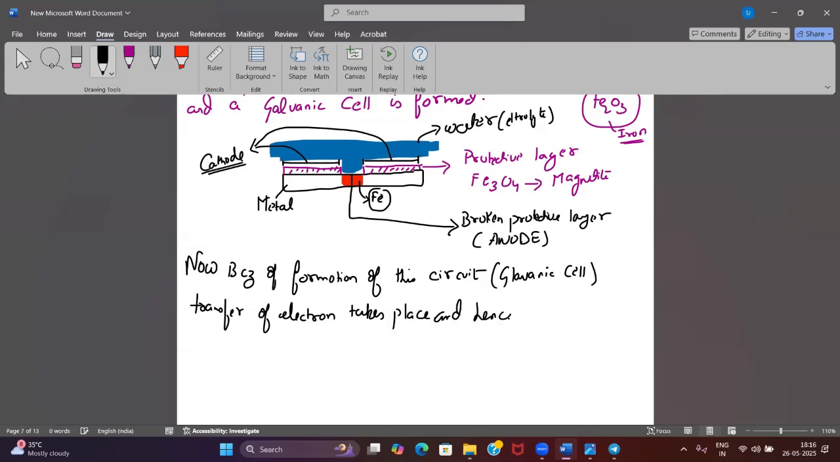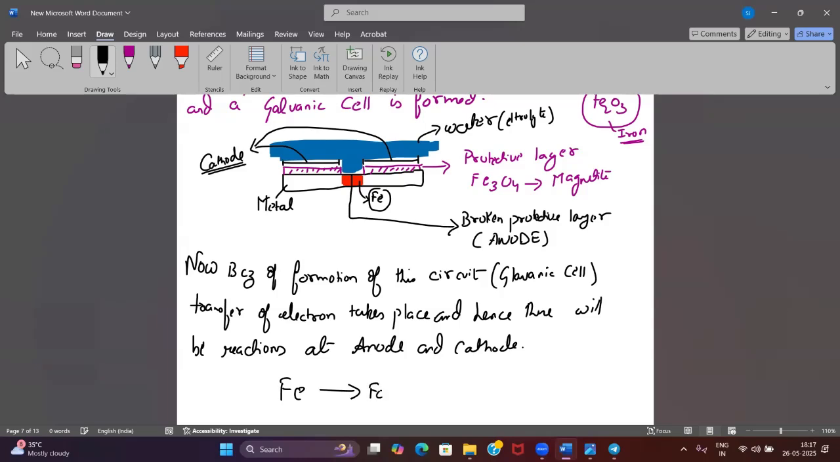So transfer of electrons takes place, and hence there will be reactions at anode and cathode. Whenever transfer of electrons starts, will there be reactions happening in those parts? My Fe, my iron, what is happening to it? It is dissociating into ions and electrons. This is happening at the anode. These electrons are transferring from anode to cathode.